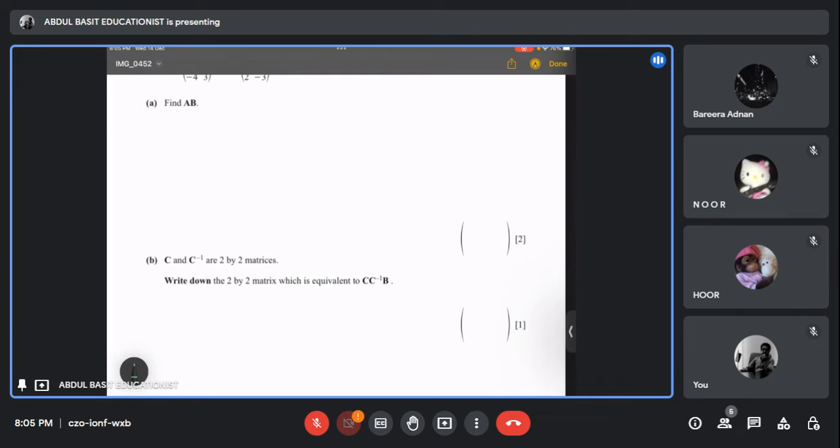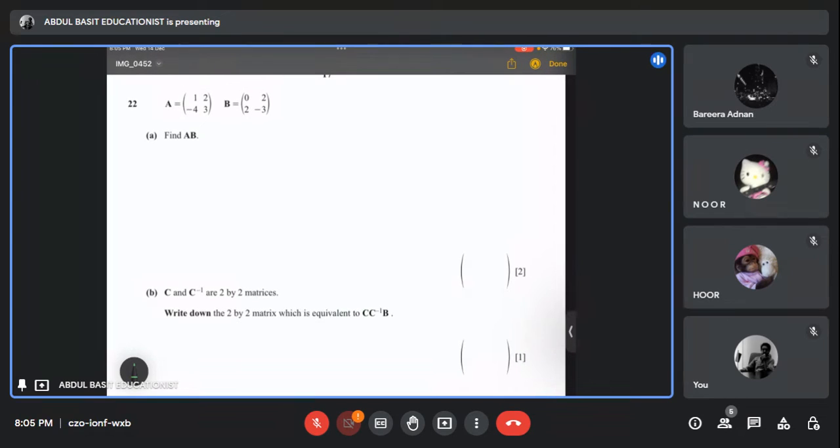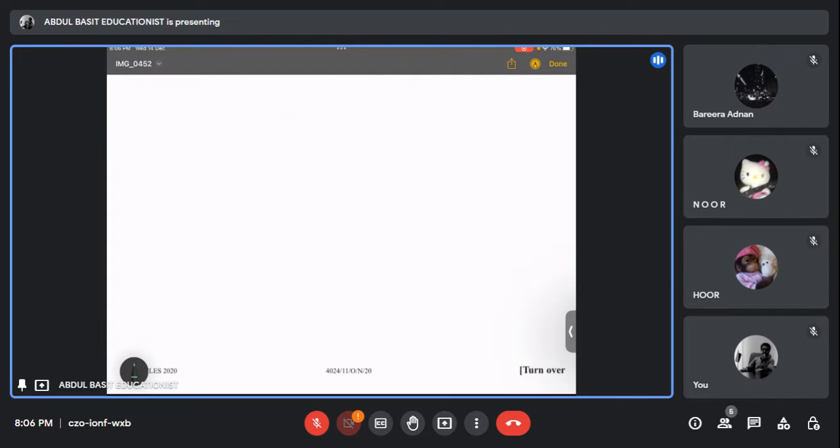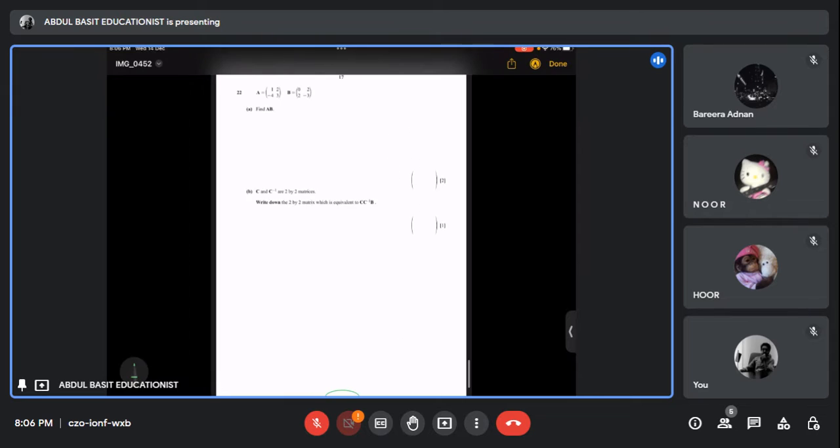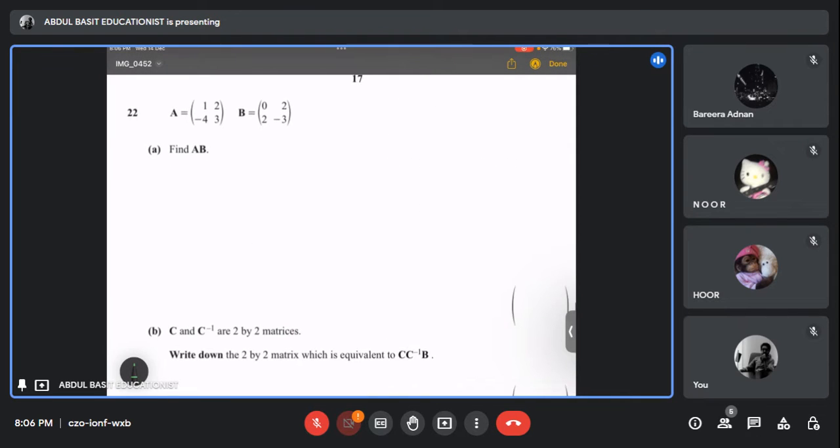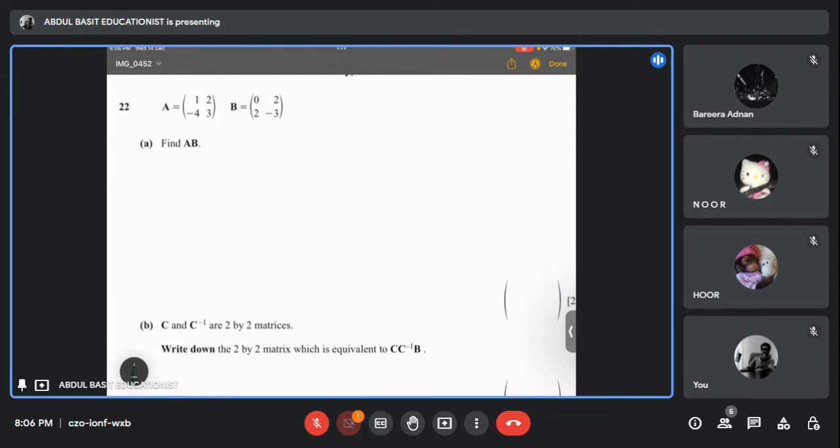Okay, everybody. I hope you can see my screen really well. We can see question number 22, part of the examination 402411, October-November 20. You can see the code below the paper. Now we can see that there are two matrices A and B given to us, and they ask us to find AB.